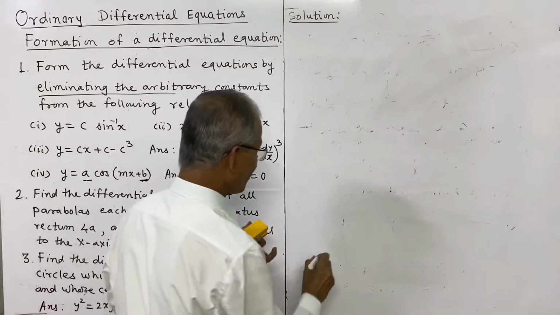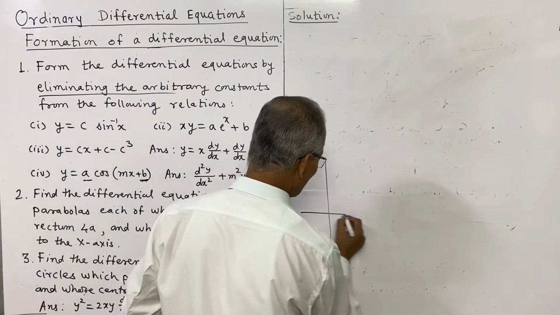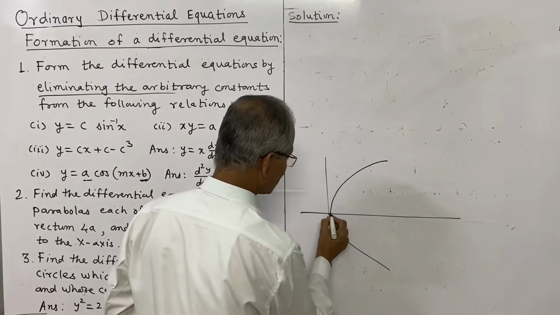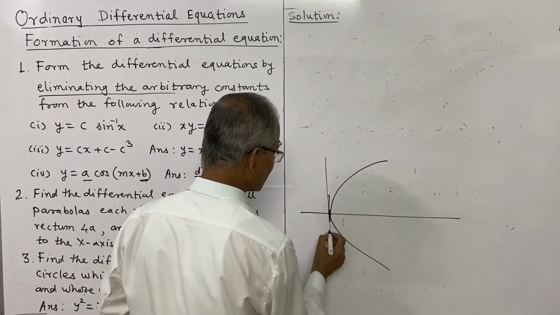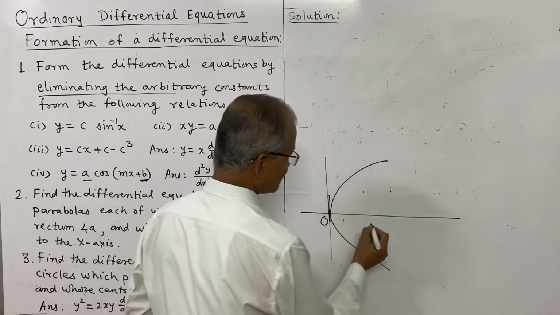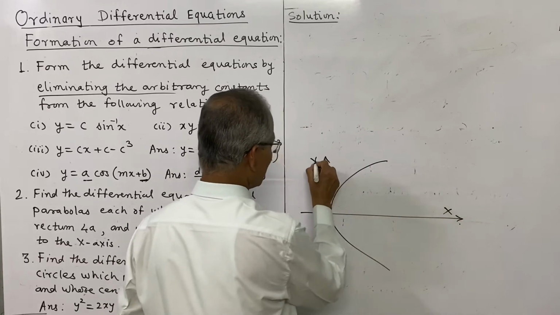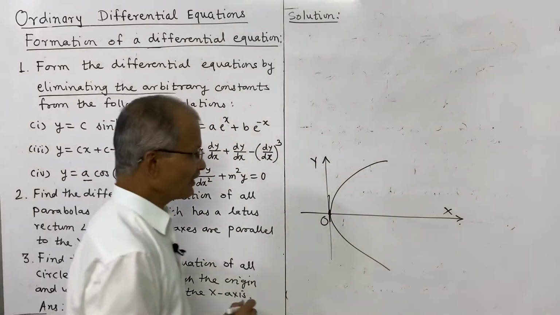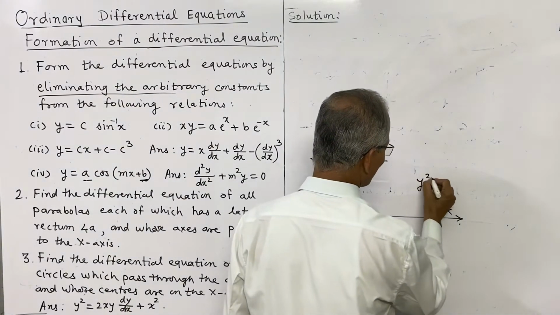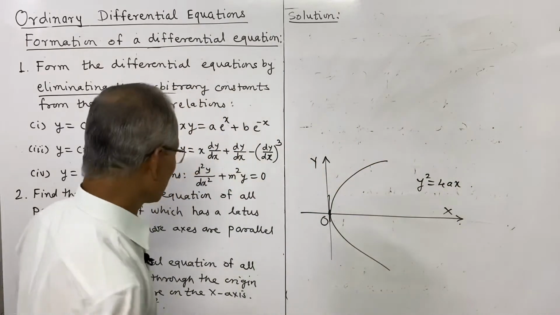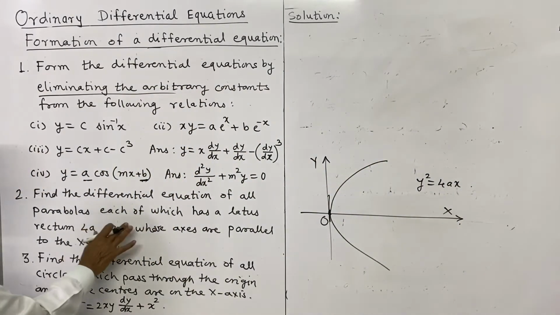So that type of parabola is the standard parabola. Its vertex is the origin, its axis is the x-axis, and it touches the y-axis. Its equation is y square is equal to 4ax. This is the standard parabola.